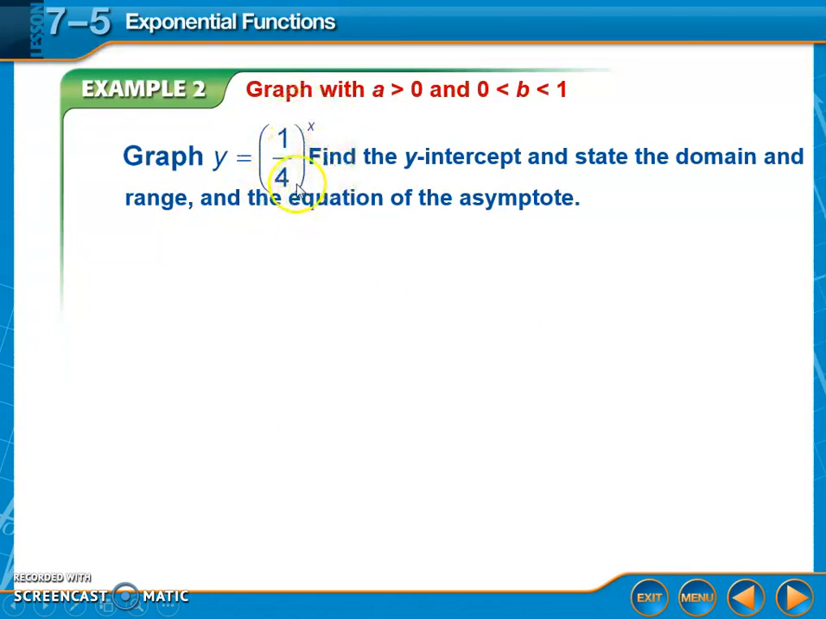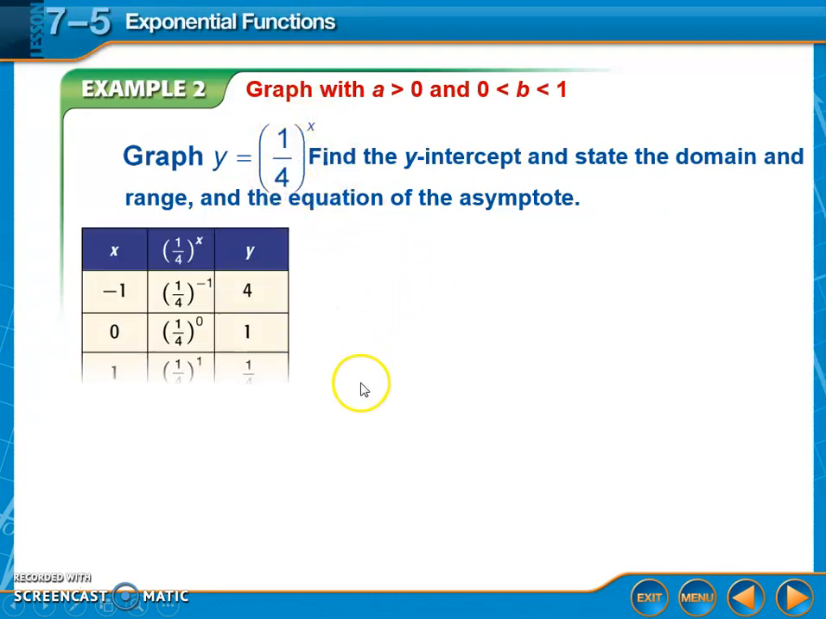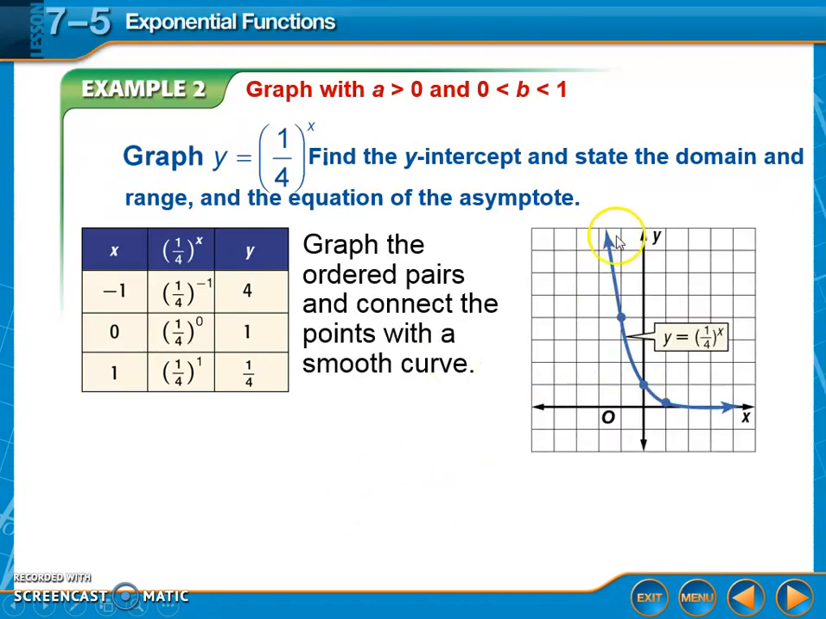It's going to flip. All right, so -1 would actually be 4 over 1. All right, so there you go. -1 would be 4 over 1, which is 4. Anything to the 0 power is 1, and then 1 would be to the 1/4. If we graph that, it looks like this. It's reverse from what we were doing before.